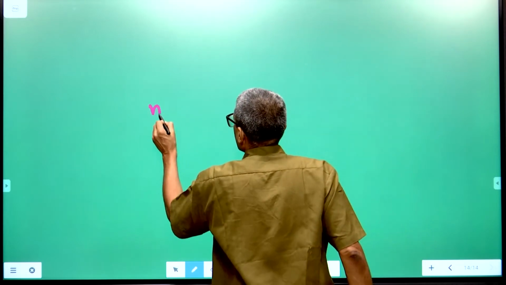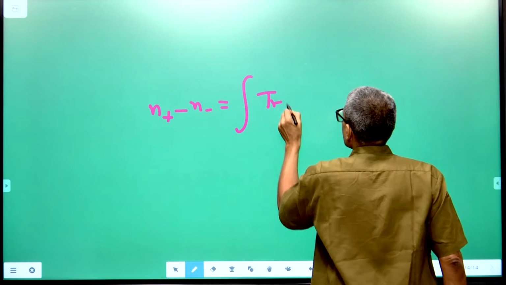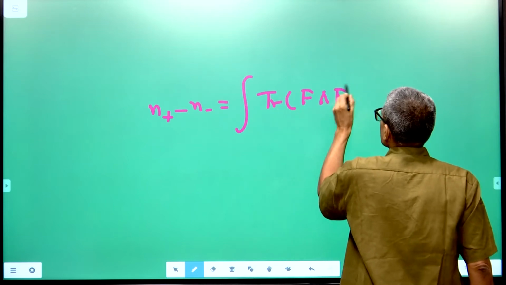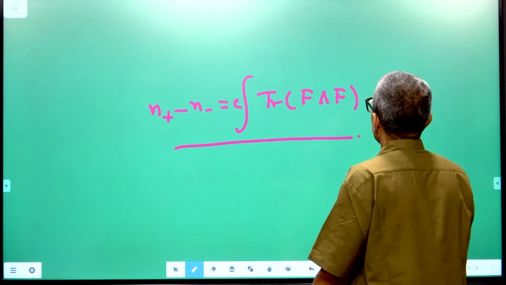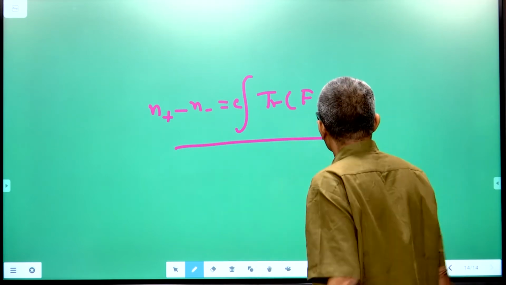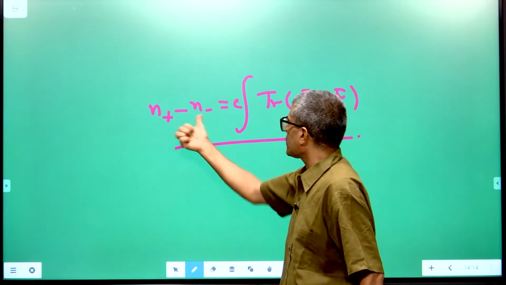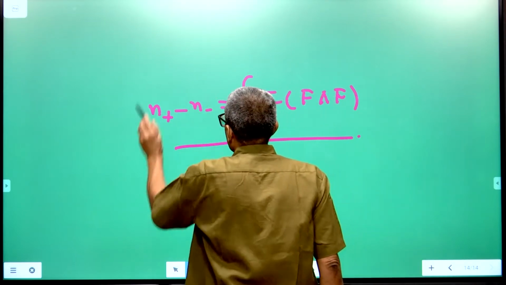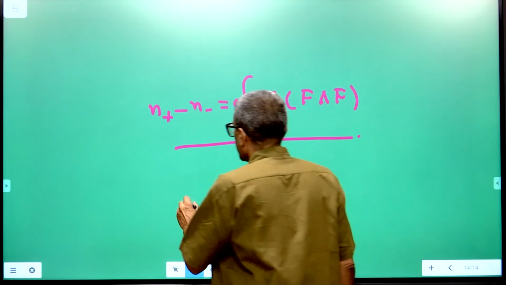So the chiral anomaly comes out to be n plus minus n minus, which is nothing but the integral of the trace of F wedge F, a 4-form, times a constant. So the Atiyah-Singer index theorem reduces to this equation. Now, this is a topological invariant because n plus and n minus are integers. This is the index of the Dirac operator.